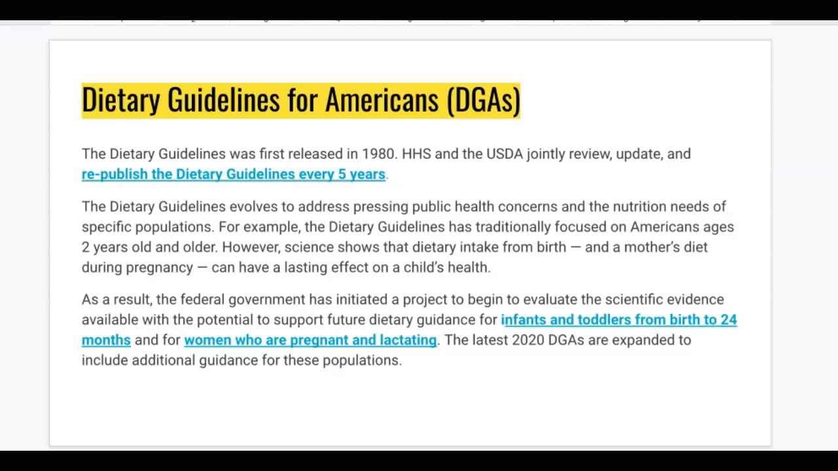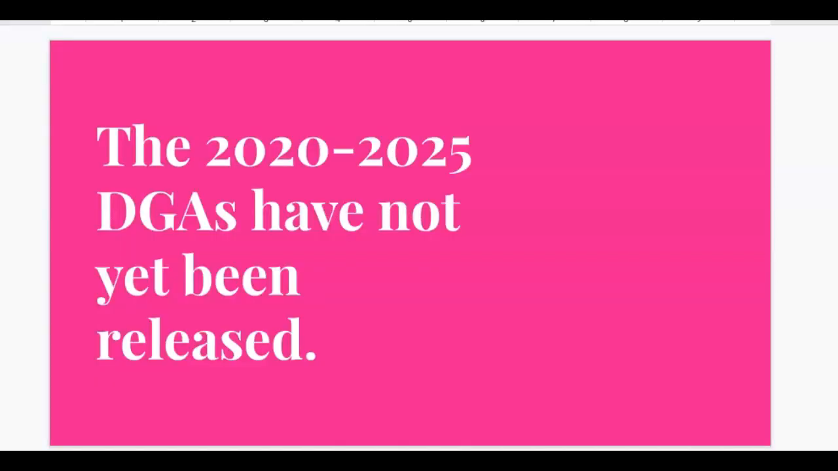So one of the main updates in the 2020 to 2025 dietary guidelines is that for the first time, it's going to offer guidance for infants and toddlers from 0 to 24 months, because originally it was only 2 years and older, as well as give guidance for women who are pregnant and lactating. So that's pretty important, that we are finally getting some guidance for individuals who weren't previously acknowledged in the dietary guidelines, which is great.